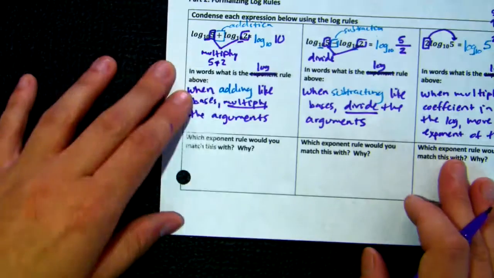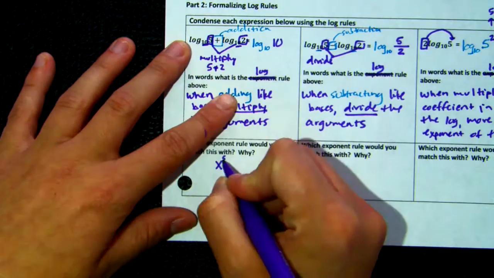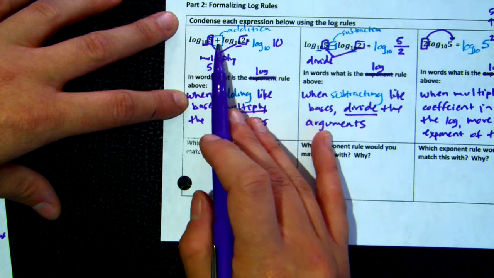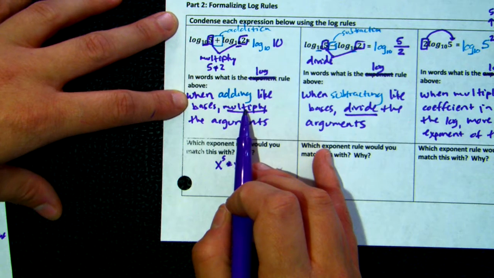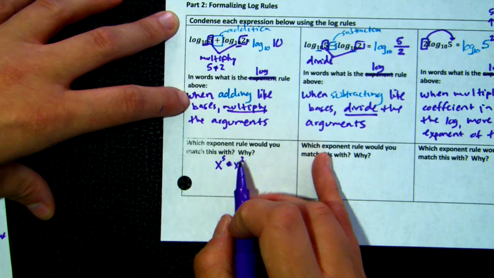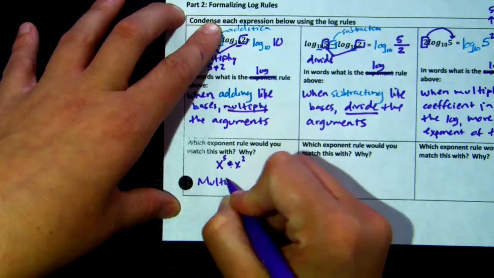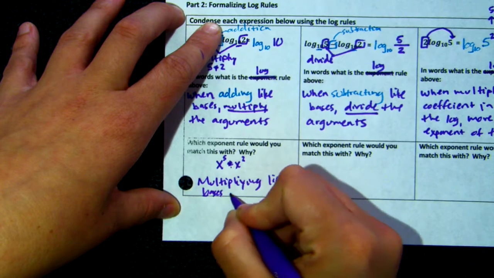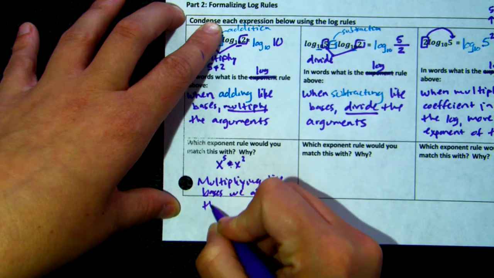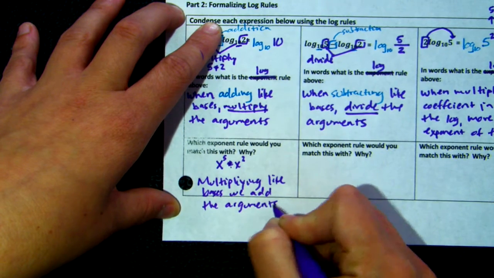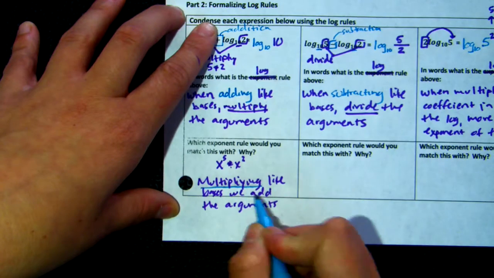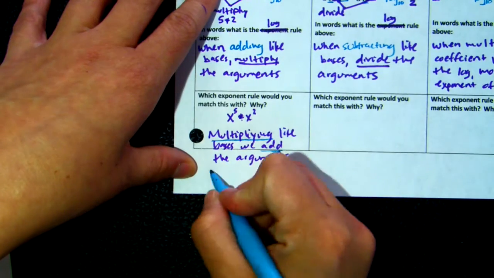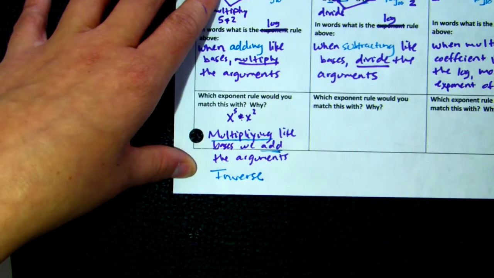So I think that this log rule matches with x to the 5th times x squared, because in the log rule, when we were adding like bases, we multiplied the arguments. With the exponent rule, when we are multiplying like bases, we add the arguments. So we're using the same two operations, just in a different order. Okay? And it's because these are inverse.